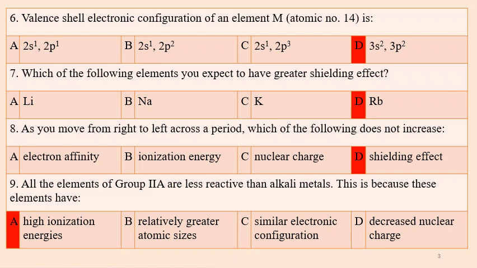All the elements of group 2A are less reactive than alkali metals. This is because these elements have high ionization energy. How? Group 2A alkaline earth metals have two valence electrons. To react, they need to lose two electrons. This requires more energy compared to alkali metals that lose only one electron. Thus, alkaline earth metals are less reactive because of their higher ionization energy.